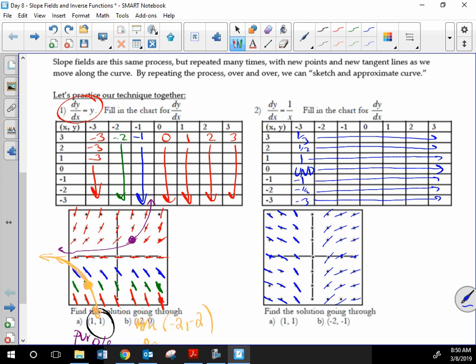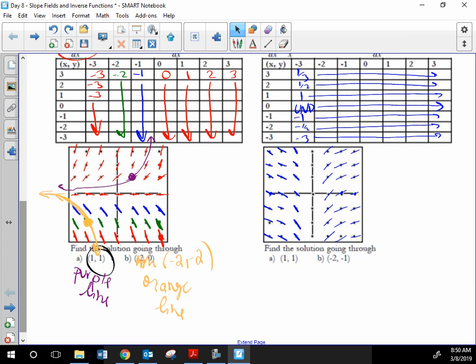Okay, so hopefully your slope field looks something like this. Do we agree? You should see shallower slopes as we go to the left and right. Now again, for undefined slope, we don't actually draw anything. We can think of it as a vertical line, but we don't actually draw the vertical line. So now I want to find the solution going through this point, the point 1, 1.